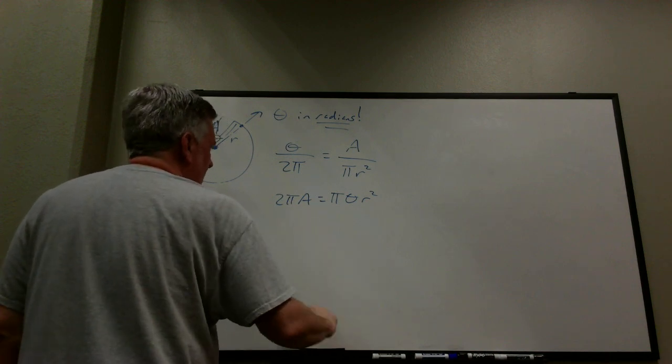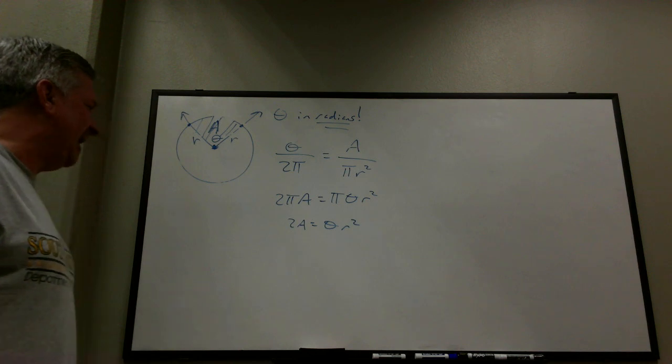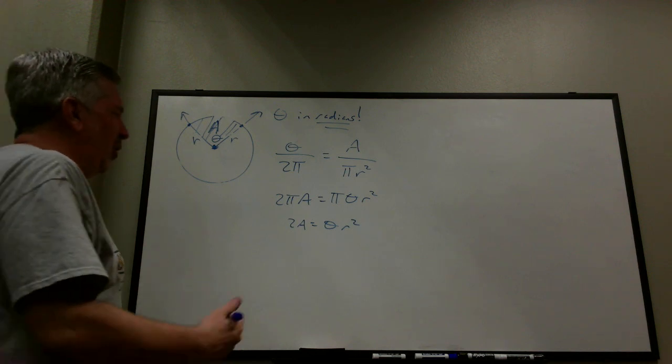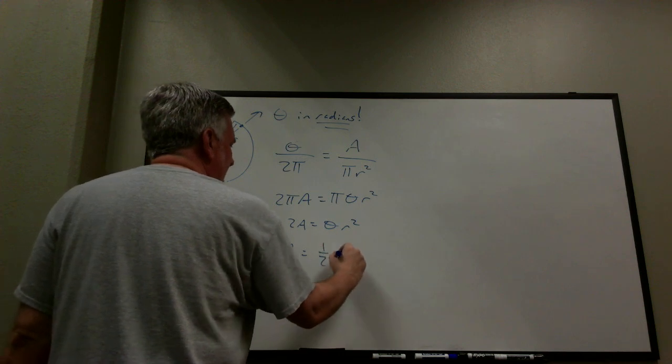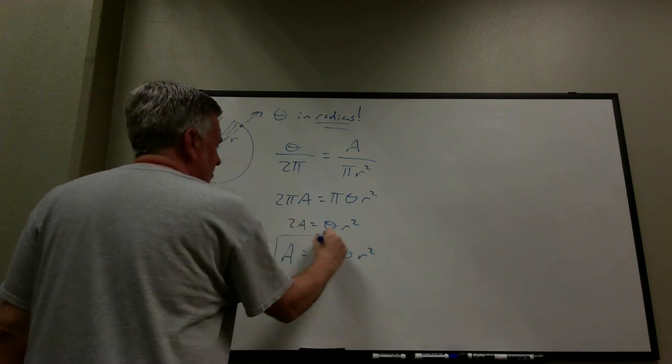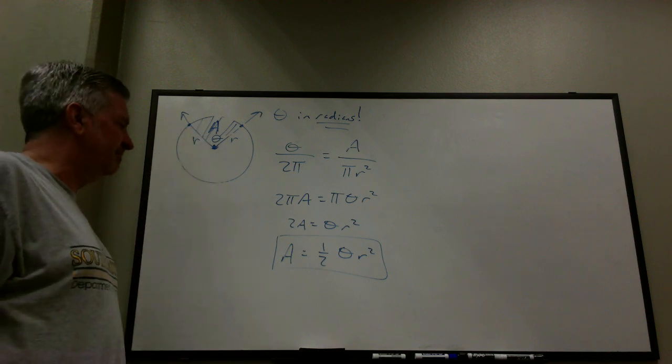The pi's cancel. So I have 2A is theta r squared. So how do we get A by itself? You can divide both sides by 2 or multiply by half. Same thing. I'm going to multiply by half. You get half theta r squared. So there's the formula for the area of a sector of a circle. It's 1/2 theta r squared.